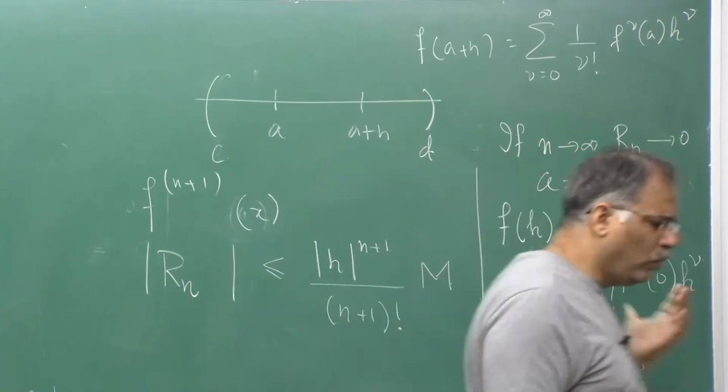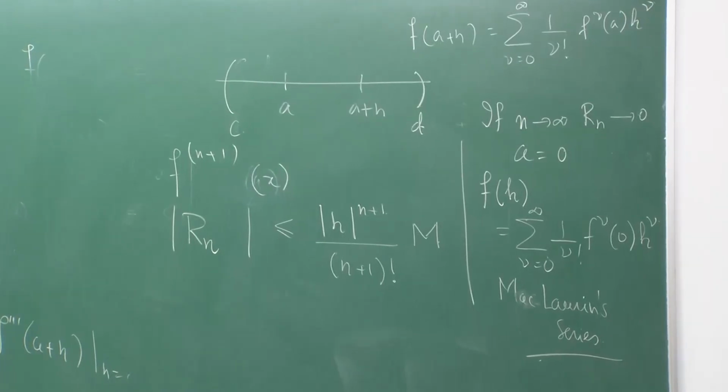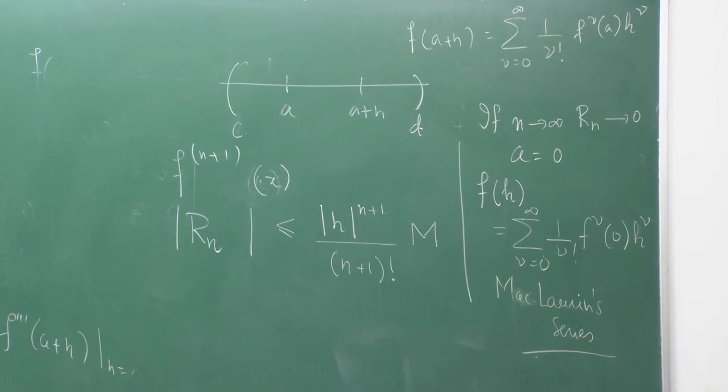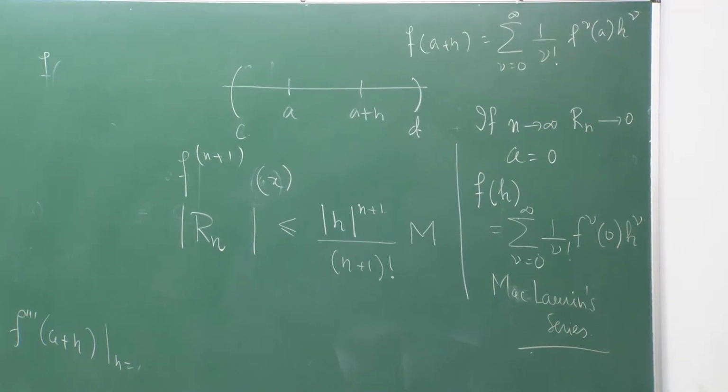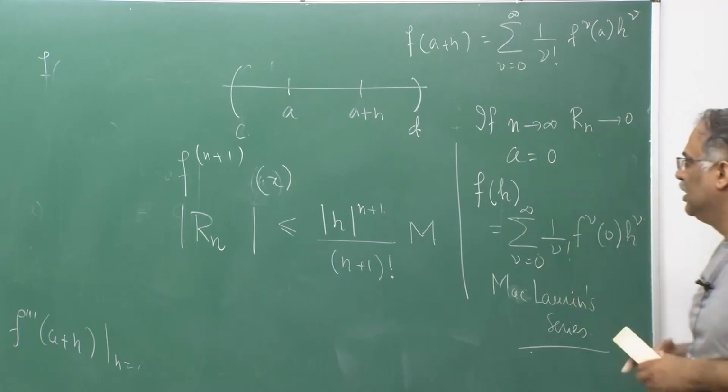Now the question is, in what case will I be able to make R_n tend to 0 as n tends to infinity? Let us take an example where we can actually show that. Let us show the first example, then we will say that we can express it in a power series.